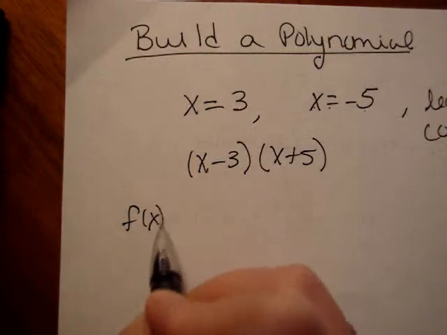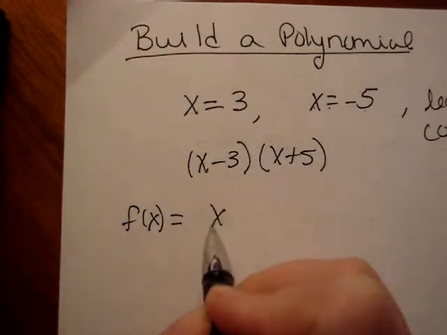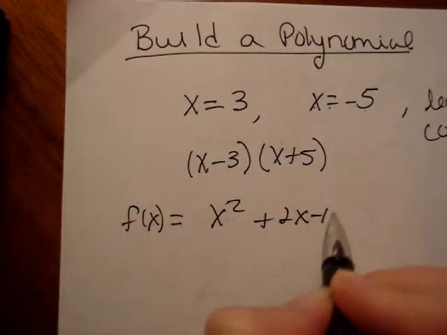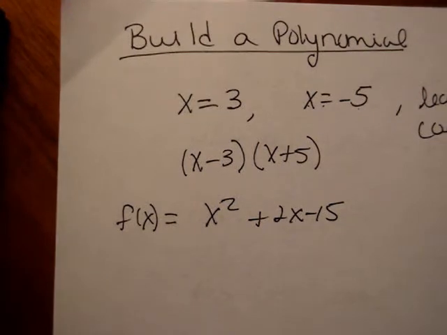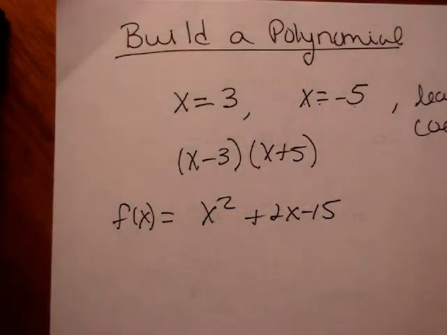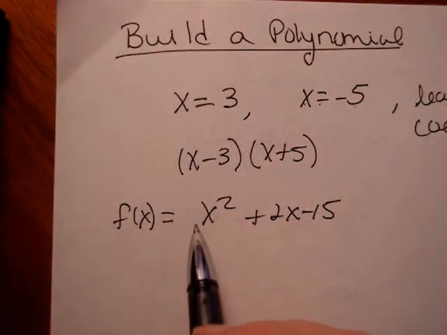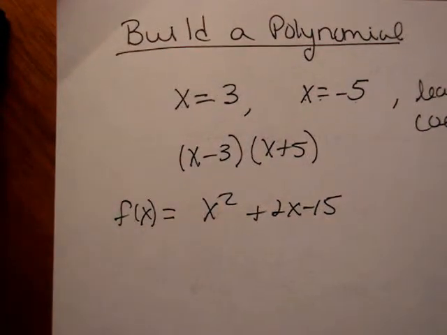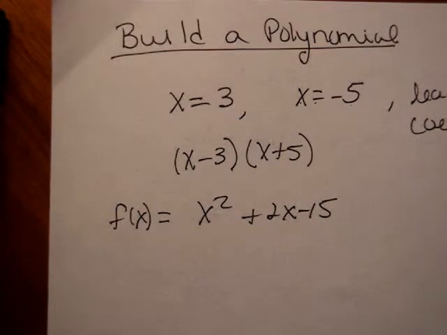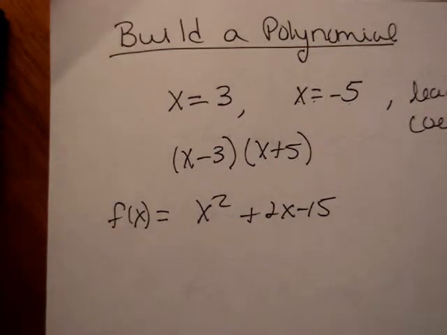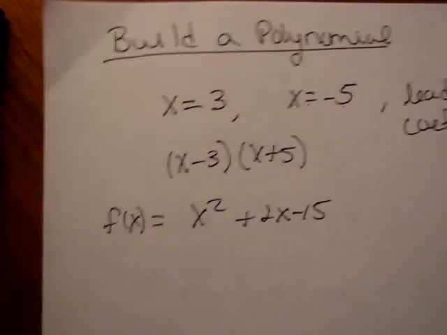Now, I multiply them out. Let's call it f of x. And I get x squared plus 2x minus 15. And then I check. That last piece of information I wrote up there was that the leading coefficient is 1. Is the leading coefficient 1? Yes, it is. So there it is. I have just created a polynomial that fits the criteria that I was thinking of. And this is how teachers make up problems, basically. We decide what we want the answer to be, and then we build a polynomial.